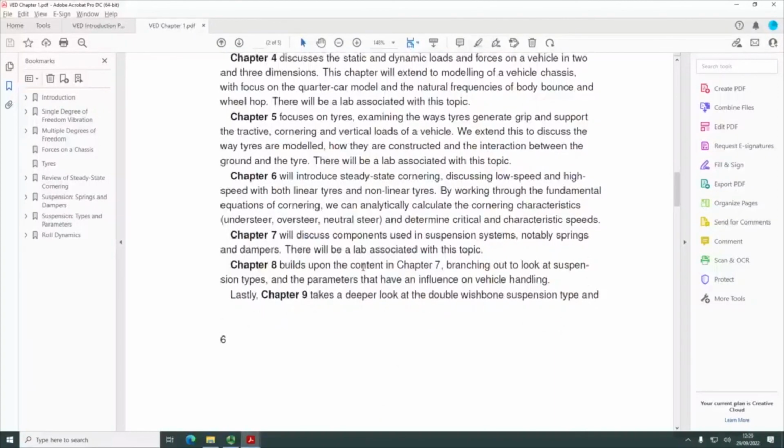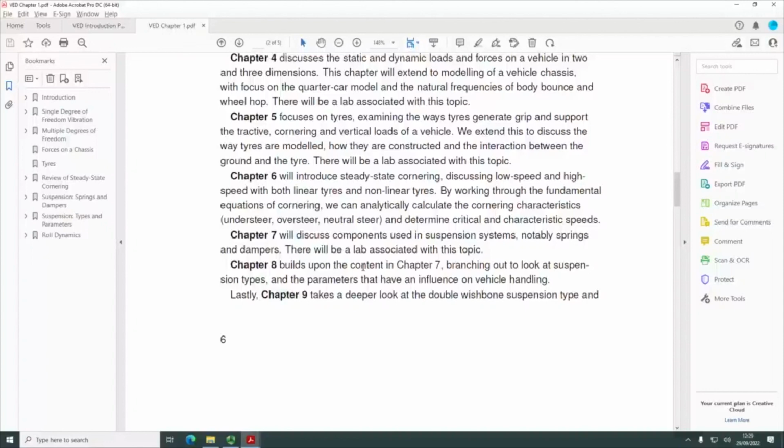And then chapter 7 covers components using suspension systems, so we're very much focused on different types of springs and dampers. The lab associated with that is going to be using the damper rig in the dynamics lab, looking at damping constants and how you generate damping forces. Then chapter 8 is going to be looking at suspension types: things like double wishbones, McPherson struts, super struts, trailing arms and diagonal trailing arms, all the different types of suspension systems that can be used in a vehicle, looking at some examples and what's currently on the market.